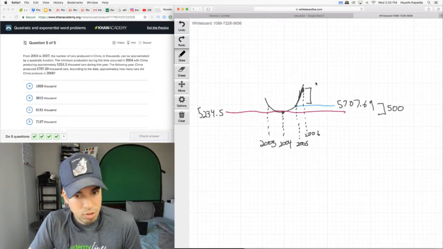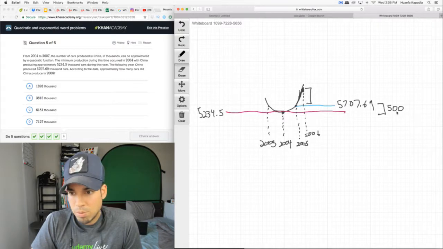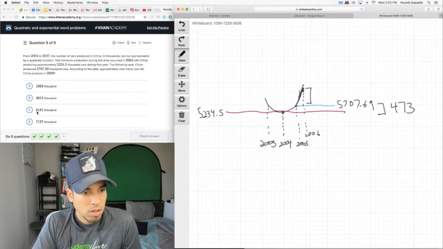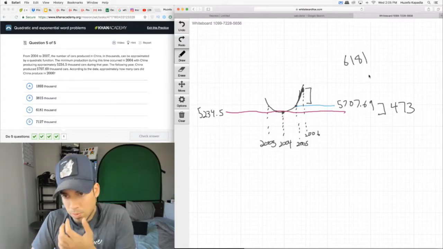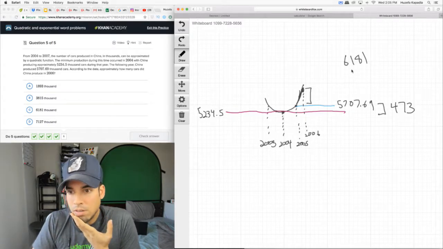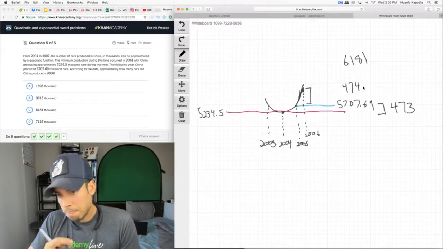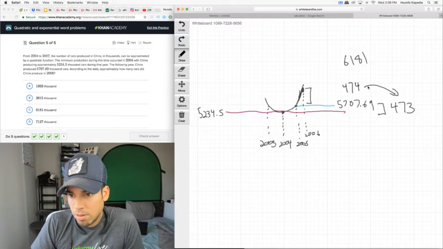From this, I can presume, oh wait, no, this is less than 5. This is exactly 477. Let's be precise. 473, sorry. 473. And then if we were going to go to 6181, my problem with that is this is a jump of 474. You know, see, that's the problem. It's almost the exact same jump.